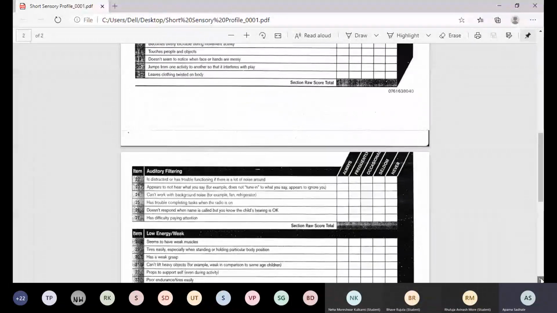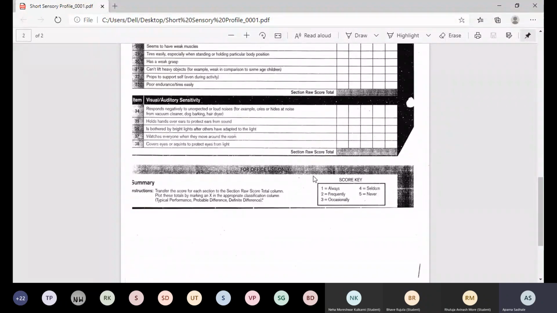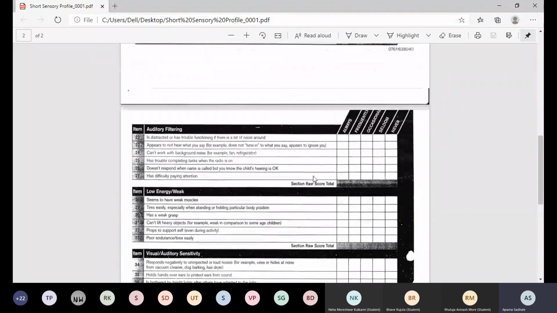Then we divide the child into typical performance, that is normal; probable difference, where maybe there is some difference in the child's score from typical performance but he is not going into definite difference. So probable difference is a borderline child, and definite difference is a child who definitely has sensory processing dysfunction or disorder.